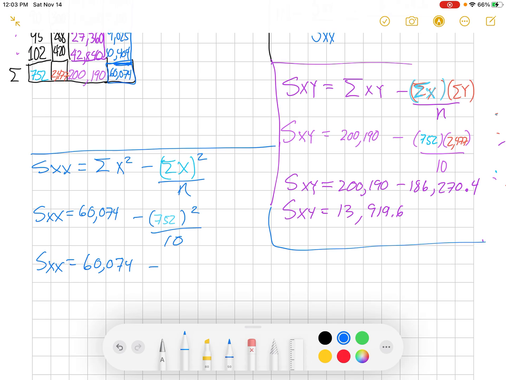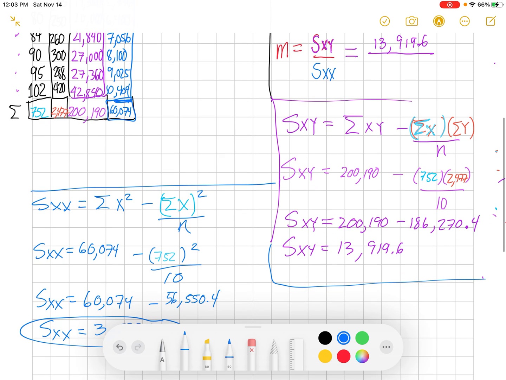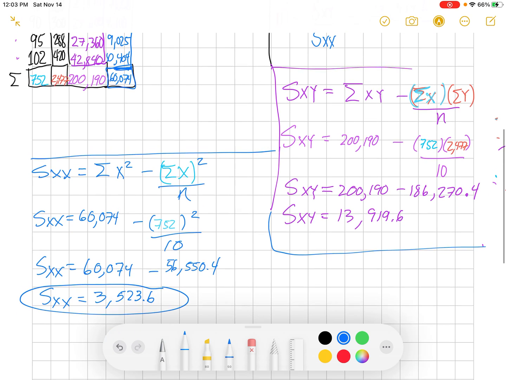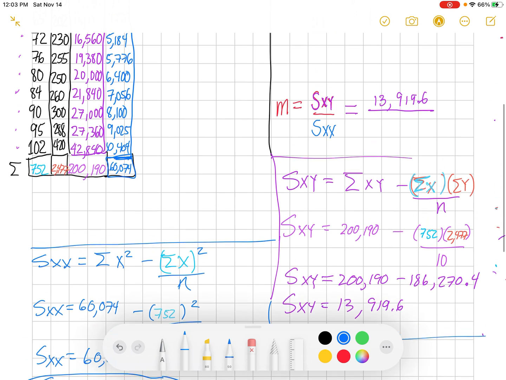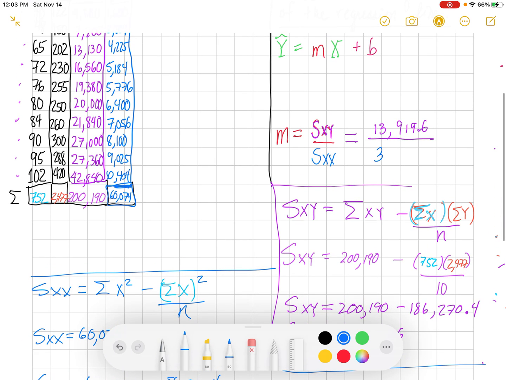Minus, so what's 752 squared divided by 10? We square 752 and then divide that by 10, and we're going to get 56,550.4. And then we subtract to get SXX, and that's going to give us 3,523.6. So that's going to go into the bottom of your m formula.